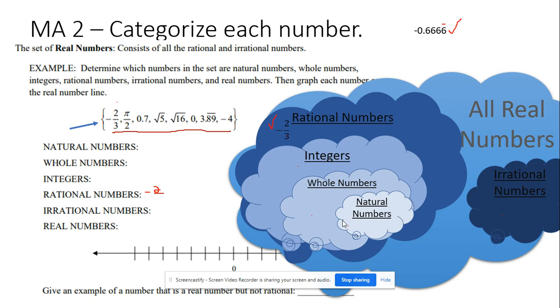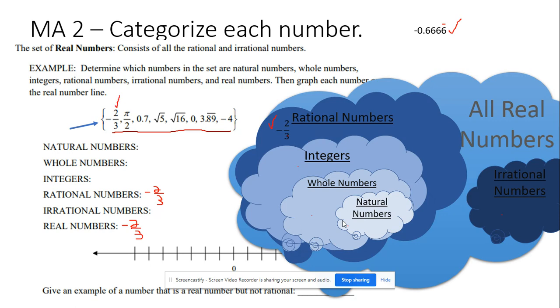I'll put negative 2/3 under rational numbers. But I also see that all the rational numbers are also in the real numbers class. So I will put negative 2/3 under real numbers as well. So we've done that one.